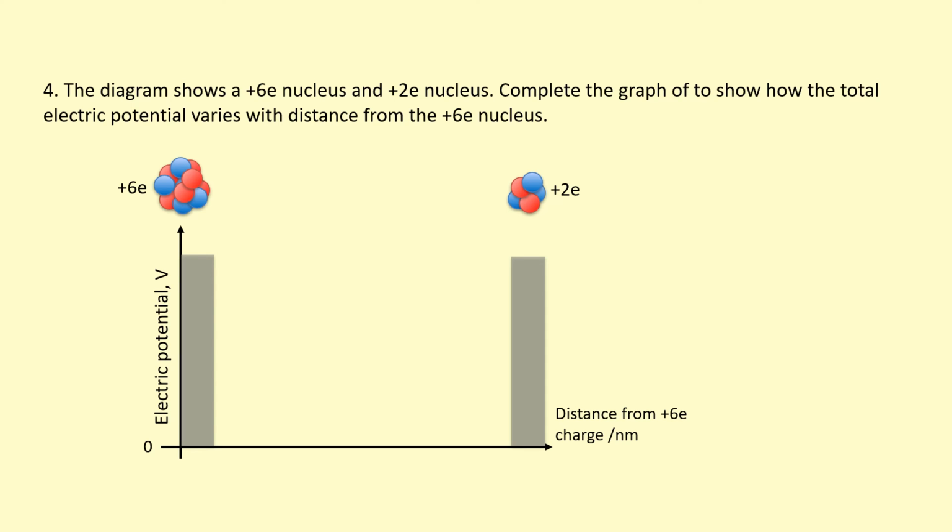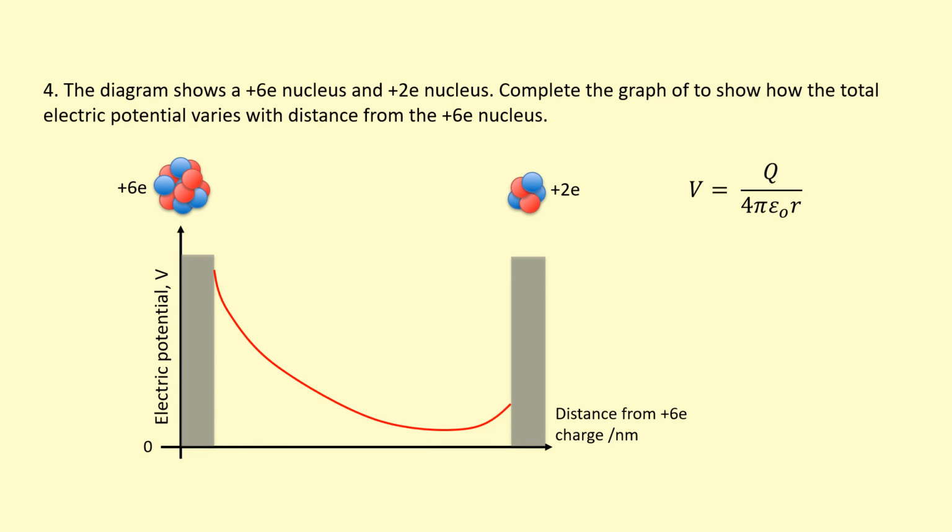Complete the graph to show how the total electric potential varies with distance from the plus 6e nucleus. Okay, so again, using the graph around each charge, what they would have been on their own, which follows this equation, inversely proportional to distance, the graph on the left would have looked positive and it would have looked a bit like this, and the graph on the right would have looked a bit like this. And you can see I've made it shorter here because the electric potential will be smaller because it's not as charged. Okay, if I add these two together, the pattern will form something like this.